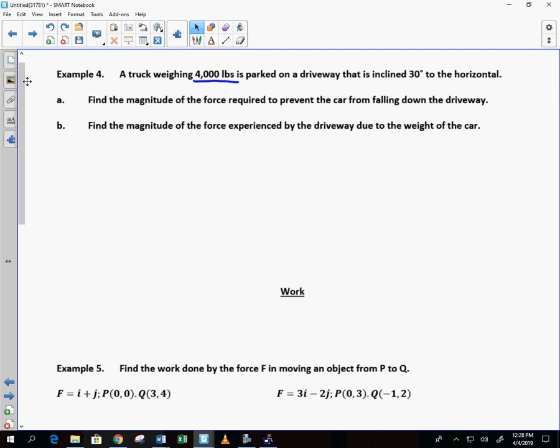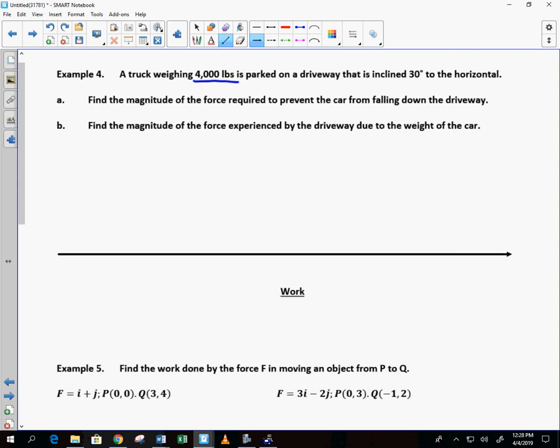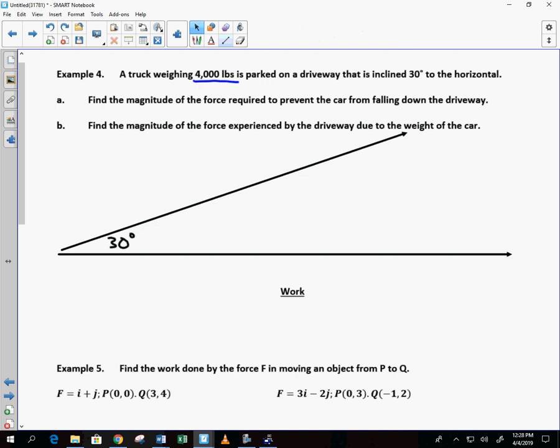So a truck weighing 4,000 pounds parked at a driveway, inclined 30 degrees to the horizontal. 4,000 pounds. Can you handle that? Ton is 2,000 pounds. So this is 2 tons. Very good. You guys are excellent in mathematics. All right, so we got a 30-degree incline. You all good with that? Could draw my truck.